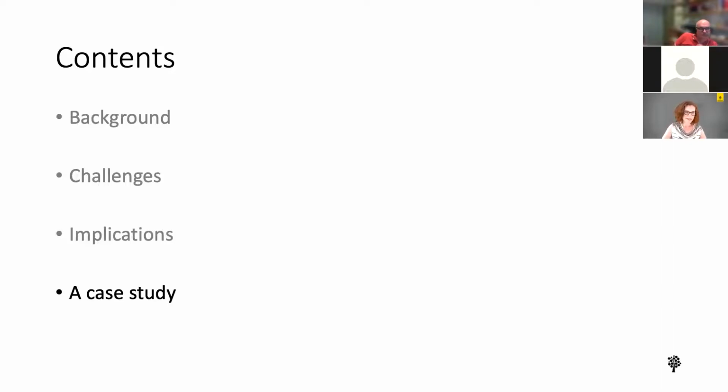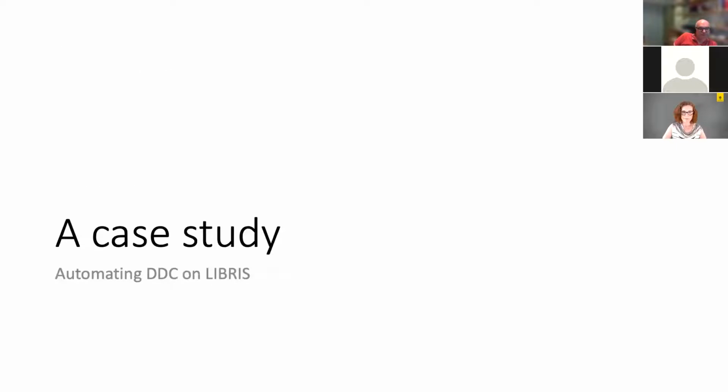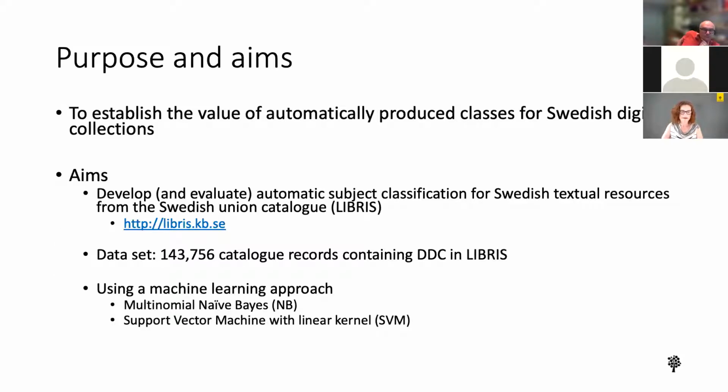Now, let's finish this talk by looking at a case study, which looked at the Swedish Union Catalog records and tried to generate automatically created Dewey Decimal Classification classes. The ultimate purpose of this research was to establish the value of automatically produced classes for Swedish digital collections. As we have seen, and will show in a moment, many of them lack any subject access.